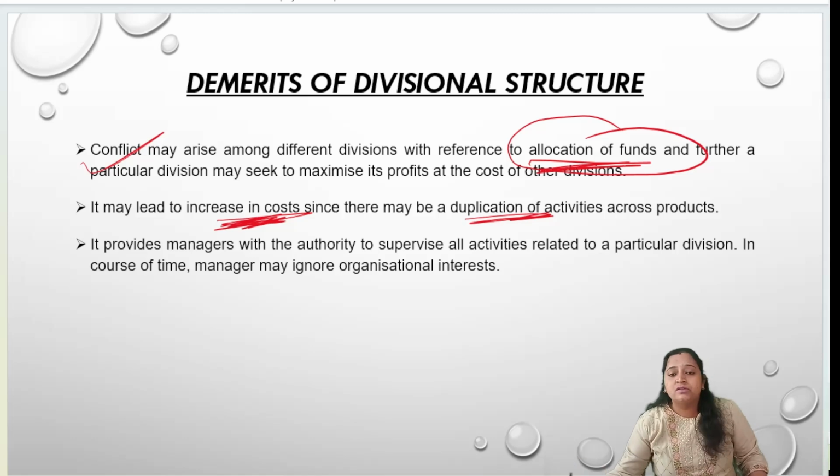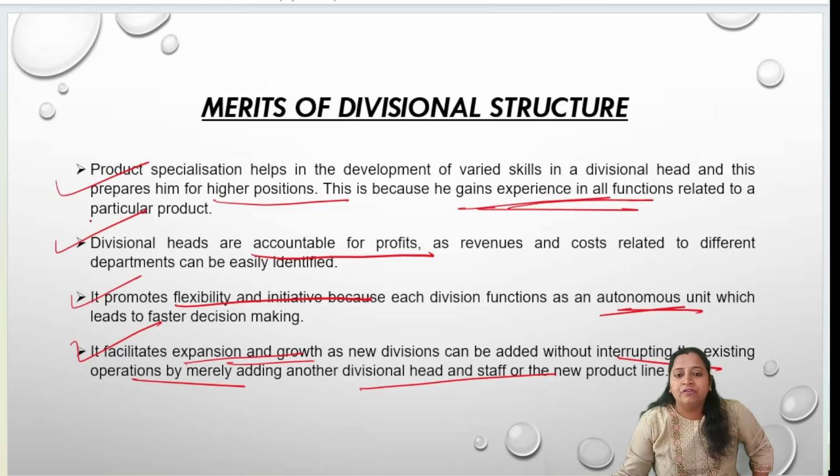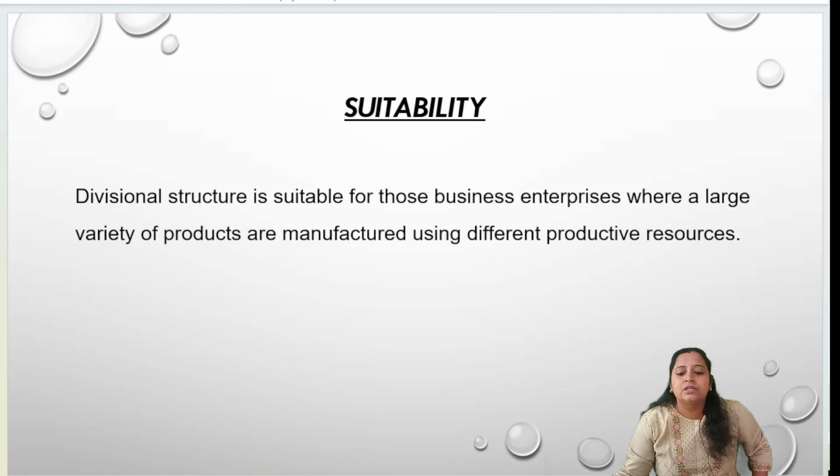These are the demerits of your divisional structure. One is conflicts will come in the form of allocation of funds, and an increase in the cost. Why are costs increasing? Duplication of activities is happening, and hence the manager has to take care of all the functions. He may ignore the organizational interest. He may ignore the organizational objectives also. These are the merits and demerits of your divisional structure. Now, we'll see where your divisional structure is suitable.